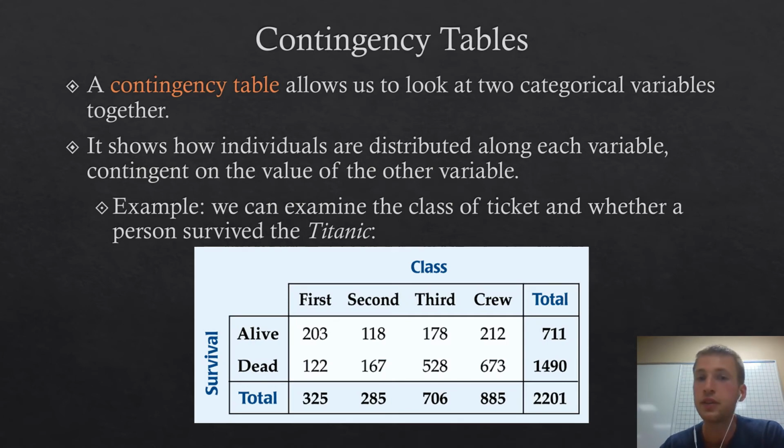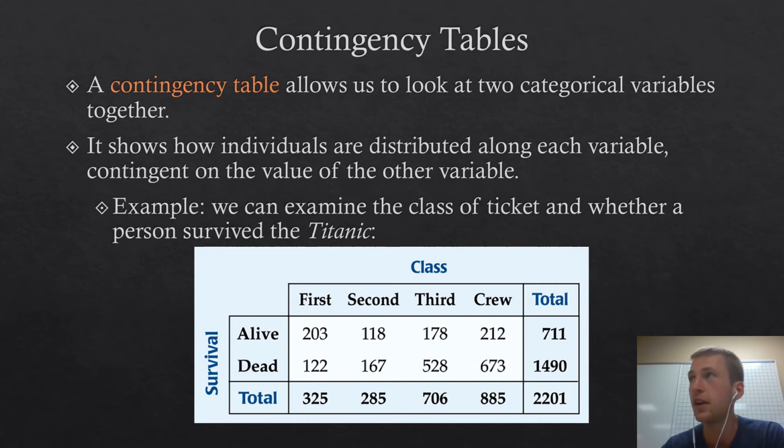So with categorical data, we have also something called a contingency table, and a contingency table allows us to look at 2 categorical variables at the same time. It shows how individuals are distributed along each variable, contingent on the value of the other variable.